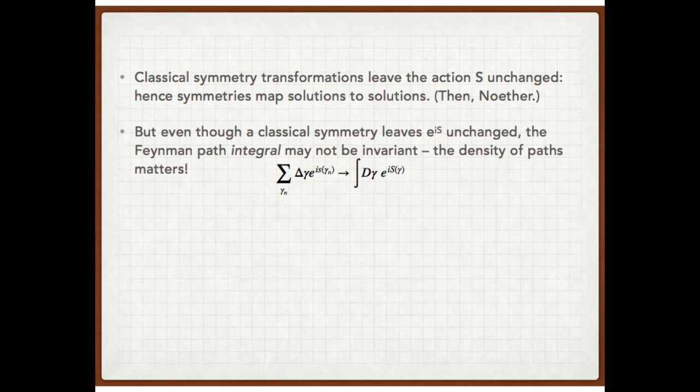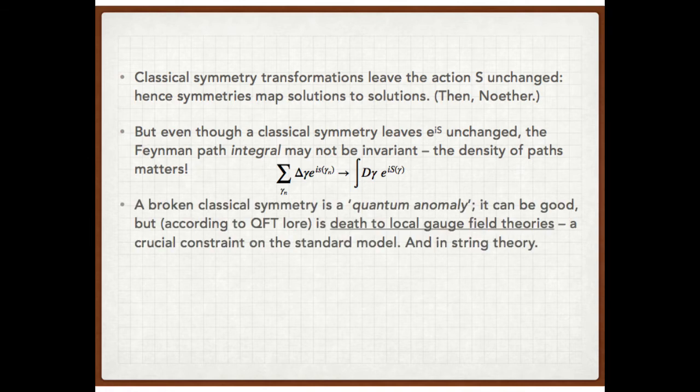And now we can see that if we have a classical symmetry, e to the i S, that means S is invariant under the transformation, so this term is invariant, but this term may not be. A change of variables may well change the measure. And in particular, we do have the case where some classical symmetry changes the measure and so changes the path integral. Something that can be a symmetry at the classical level, but then is not at the quantum level. Such a thing is called an anomaly.